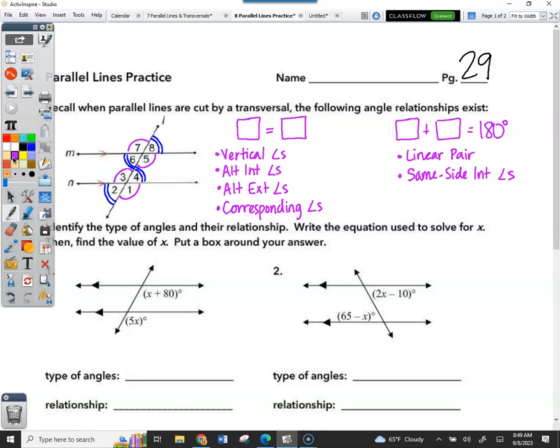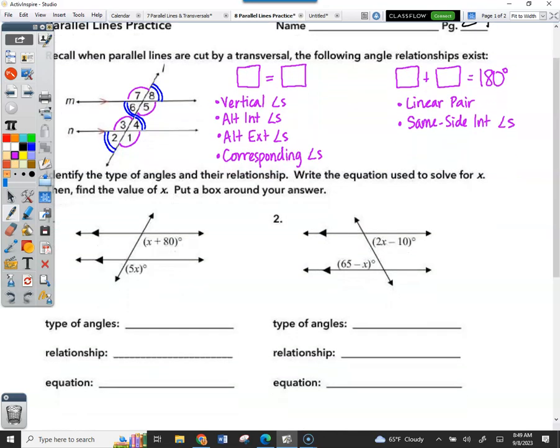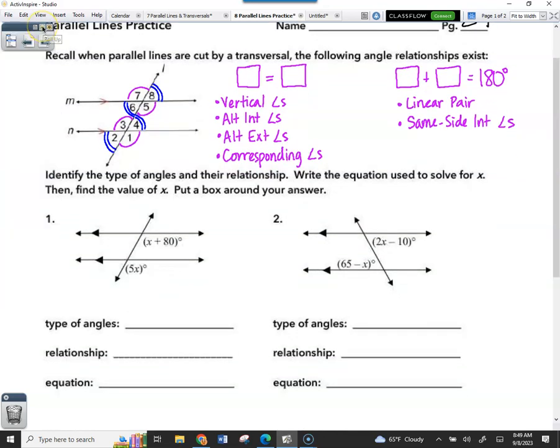Okay, let's work a few of these and see how you do. Identify the type of angles and their relationship, write the equation, then solve for x. So, types of angles tells me the vocab word. Relationship, you're just putting either a congruent sign or you're saying supplementary. Supplementary means they add to 180. And then equation is where you set it up.